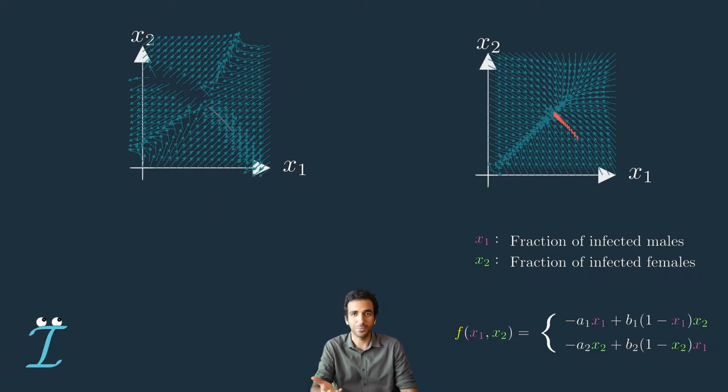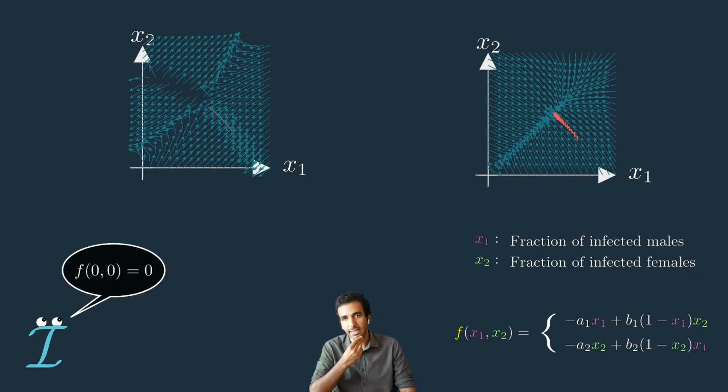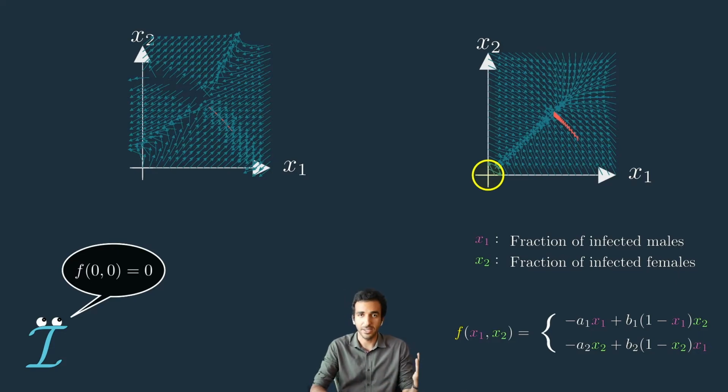Well, we can use side information. So what kind of side information can we come up with here? Well, one thing we can say is that the origin should be an equilibrium point. And that's simply coming from the fact that if there is no male or female that is already infected, then the disease cannot spread. And as you can see here, this side information is already satisfied by the true vector field, but is not satisfied by the vector field we just learned.